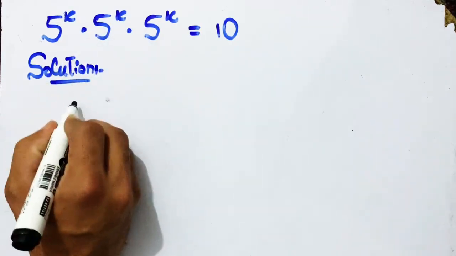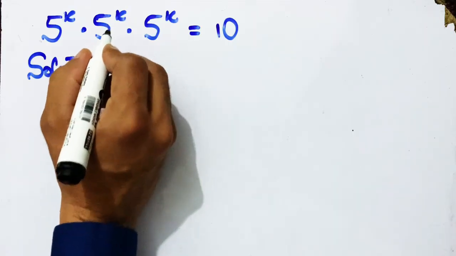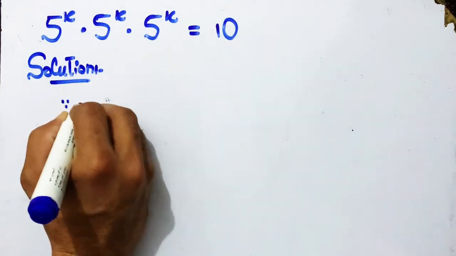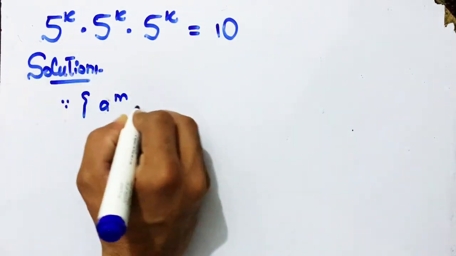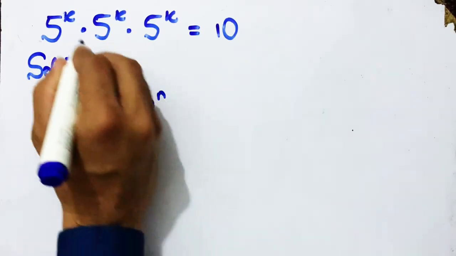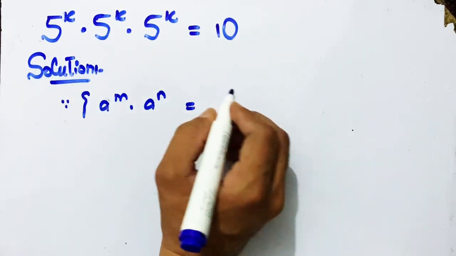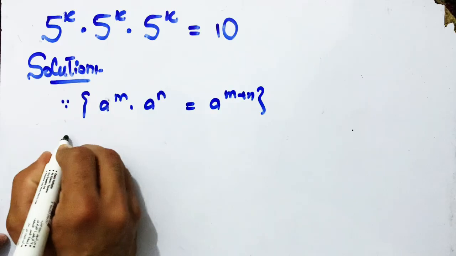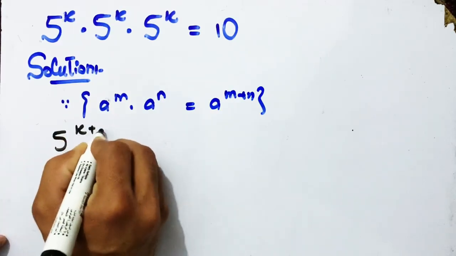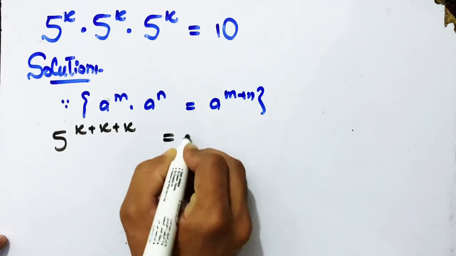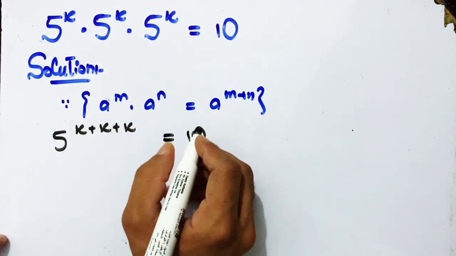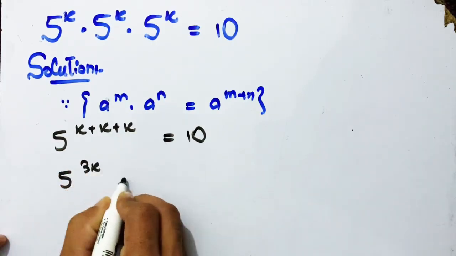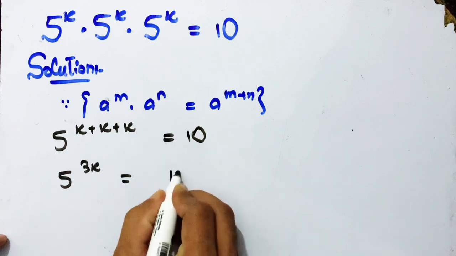We use the formula a to the power of m times a to the power of n: when we have the same base but different powers, the powers are added. So our equation becomes 5 to the power of x plus x plus x equals 10. This means 5 to the power of 3x equals 10.